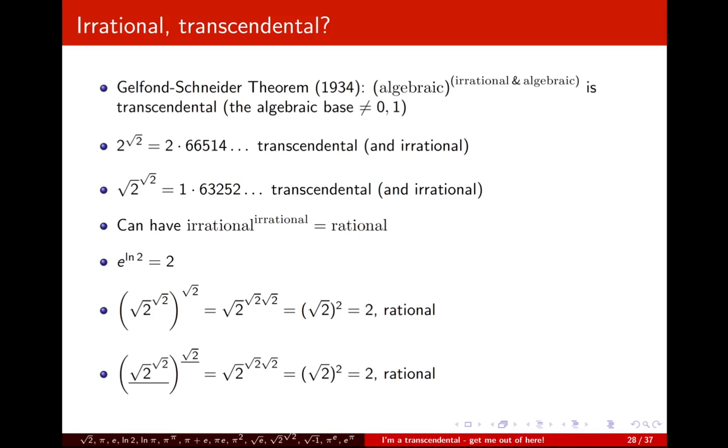So the underlined expression in the bracket is definitely irrational because it's transcendental from the theorem above, and the power is also irrational and algebraic. And when we calculate it, we see that the answer is 2. So we know it's rational.